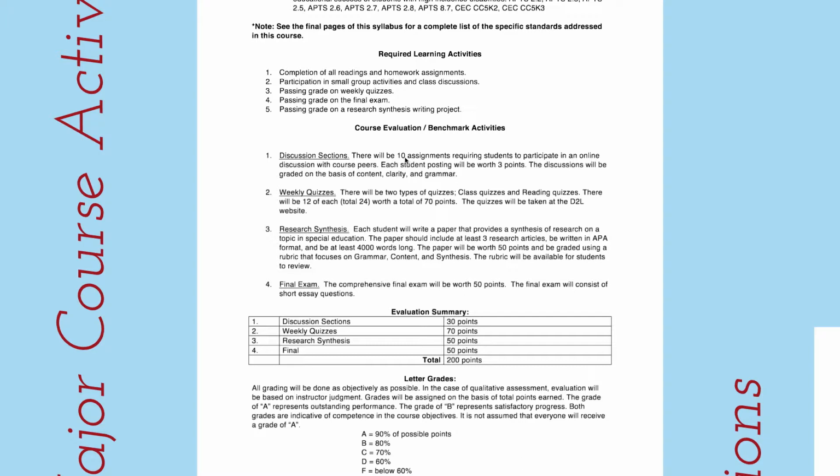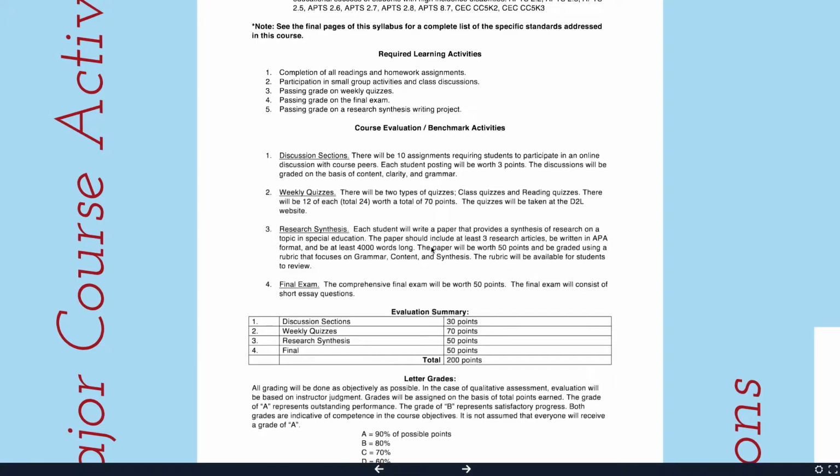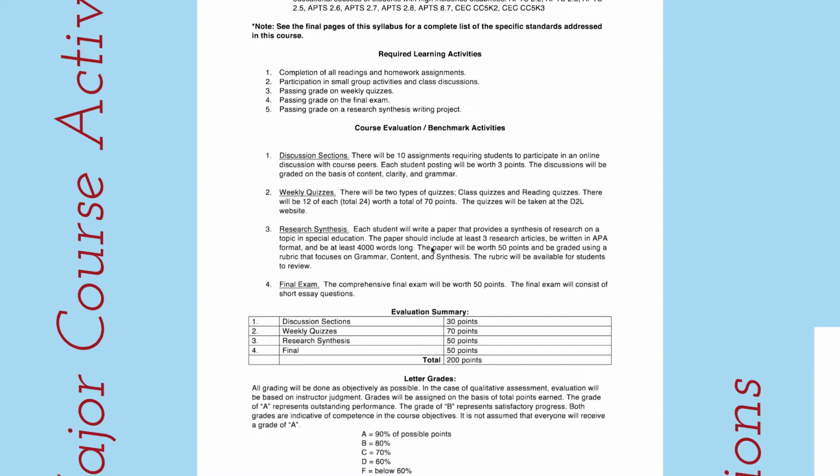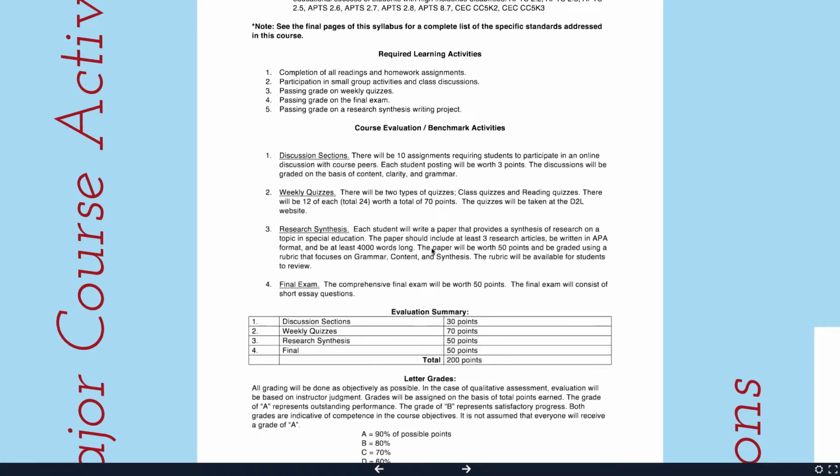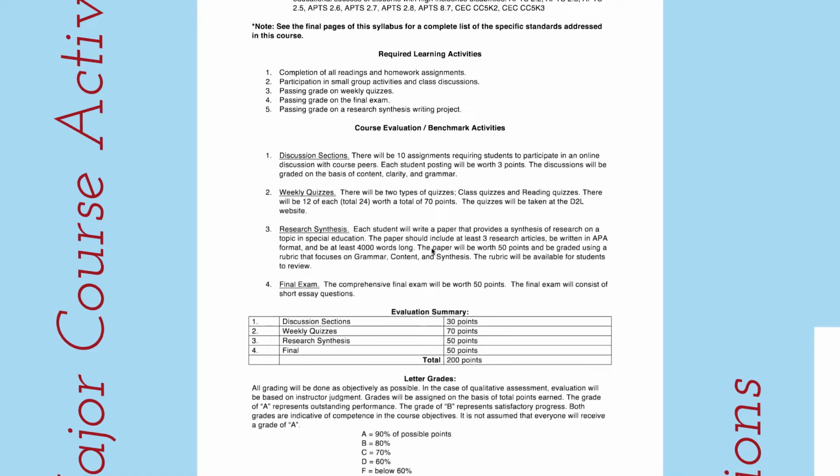The 2 big pieces in this course, one is the research synthesis, and that means I want you to write a short research paper based on 3 articles in APA format that's about 5 to 8 pages long. And the paper's worth 50 points, and it uses a grading rubric that focuses on grammar, content, and synthesis. I'll explain more to you about the specific requirement in a couple minutes.